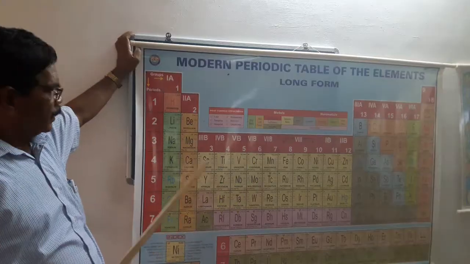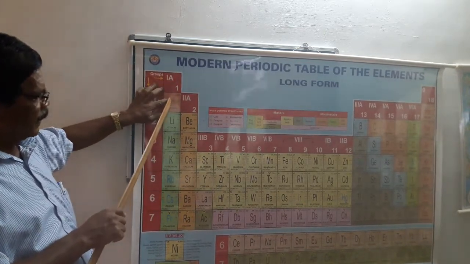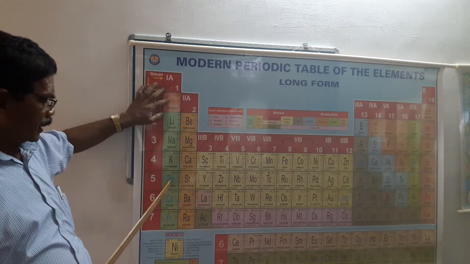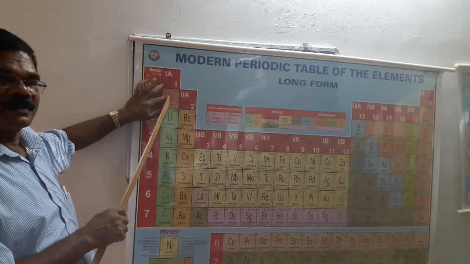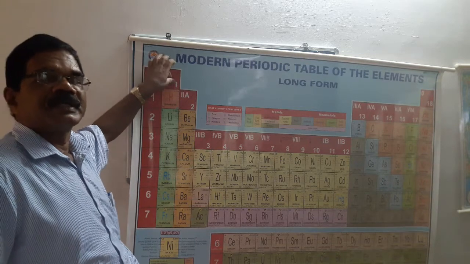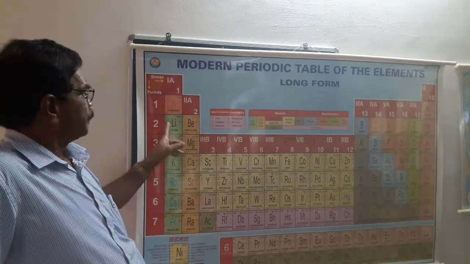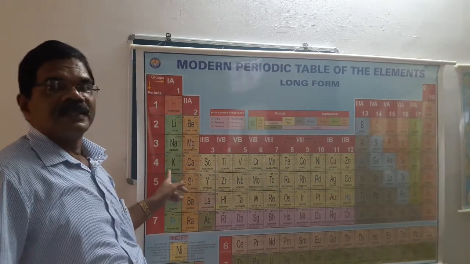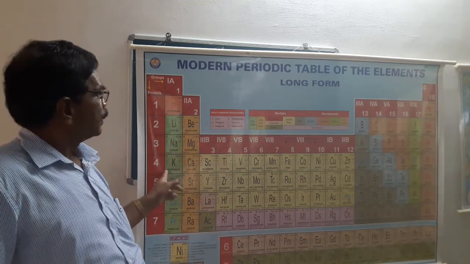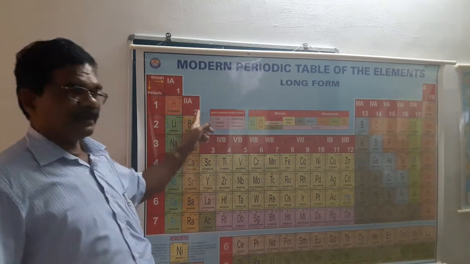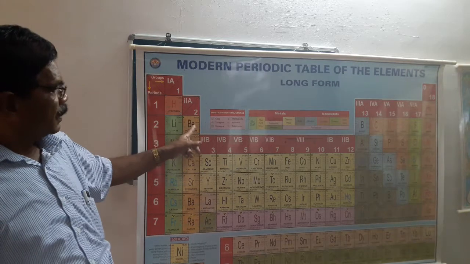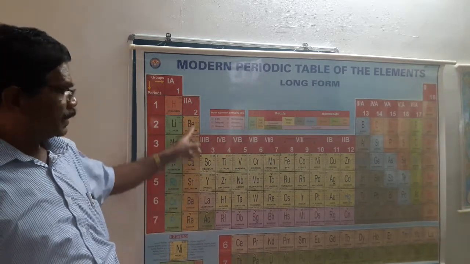Then, you have the elements in the first group: hydrogen, lithium, sodium, potassium. We have seen the electronic configuration of these four elements. What does the group number 1 represent? When you write the electronic configuration of these elements, there is only one electron in the outermost shell, so the number of valence electrons is 1. Similarly, this is the second group. What does this 2 represent? 2 represents the valence electrons of the second group elements.